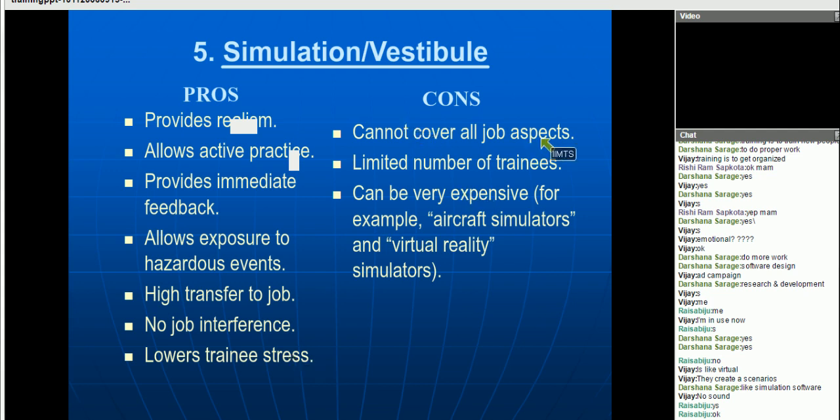The cons are it cannot cover all job aspects. Limited number of trainees can be entertained. Then it can be very expensive, like aircraft simulators and virtual reality simulators. It's an expensive affair. If it's in the case of aircraft training, the pilot training, we can say.